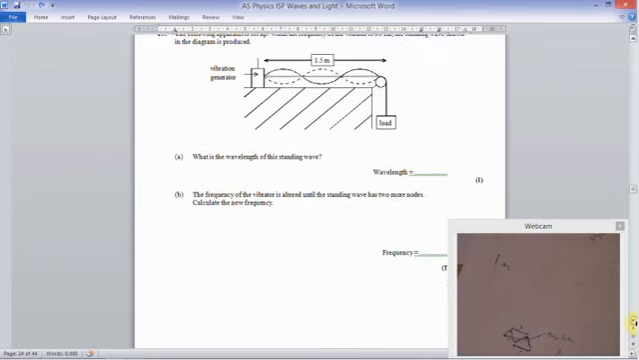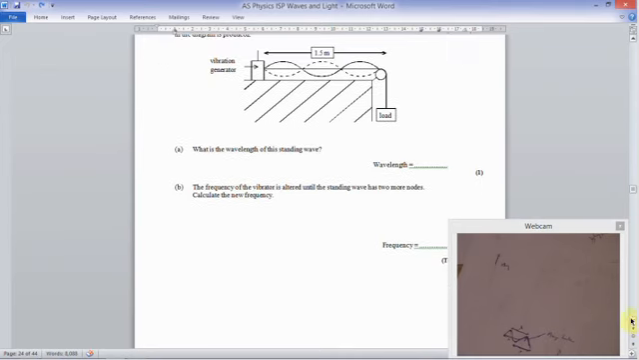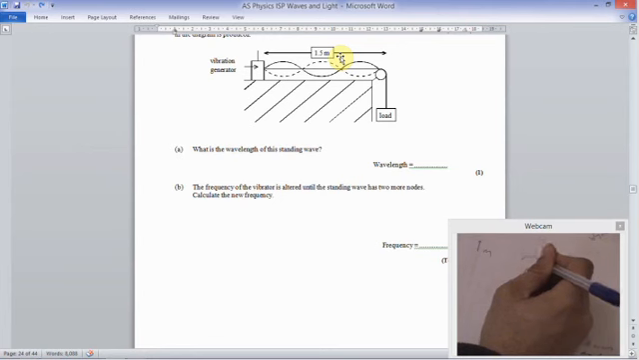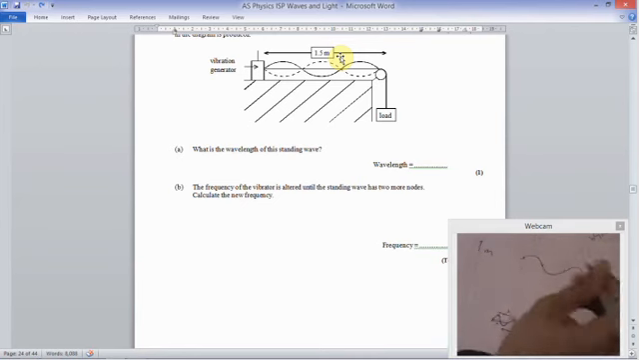Next, the frequency of the vibrator is altered into a standing wave. There's 2 more nodes. Okay, so let's draw this out now. So we've got 2 more nodes. So we've got one node there, one node there, another node there, another node there. Okay, so there's one more node there and one more node there. So we had 1, 2, 3, 4 to begin with. Let's double check that. 1, 2, 3, 4. Okay, and now we've added 2 more nodes. Okay, so that's now what we've got.